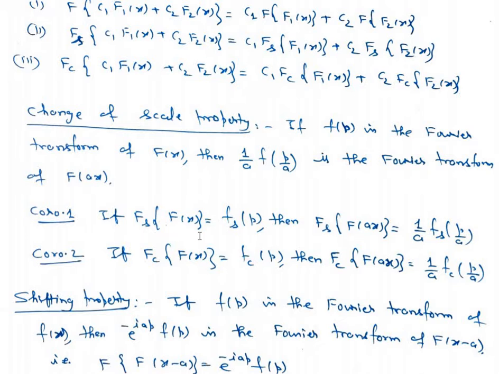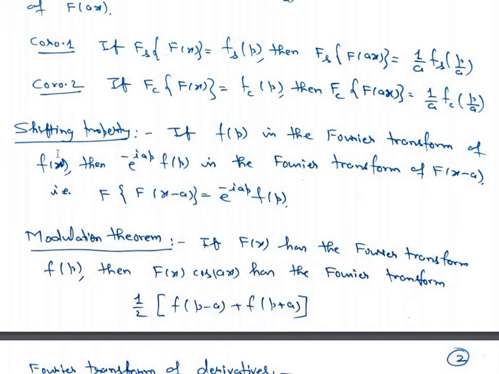Corollary 1: if Fs of f(x) is equal to Fs(p), then Fs of f(ax) is equal to 1 upon a Fs of p upon a. Similarly, for cosine transform, if Fc of f(x) is equal to Fc(p), then Fc of f(ax) is equal to 1 upon a Fc of p upon a.